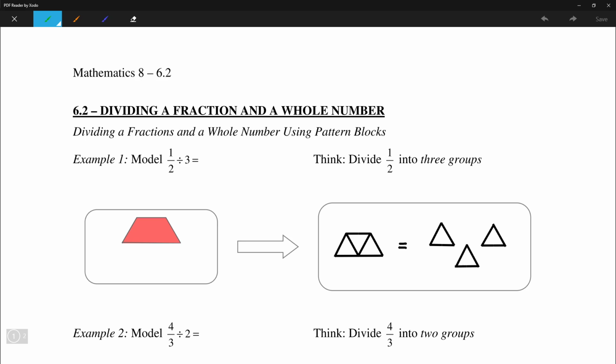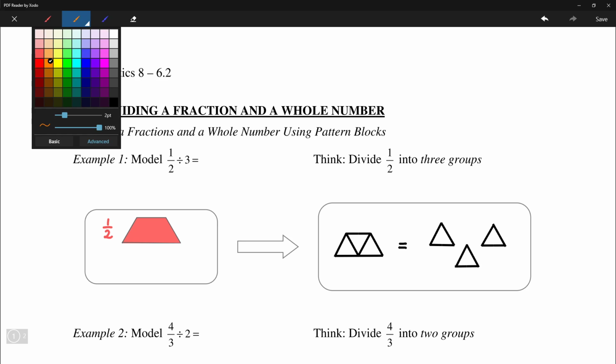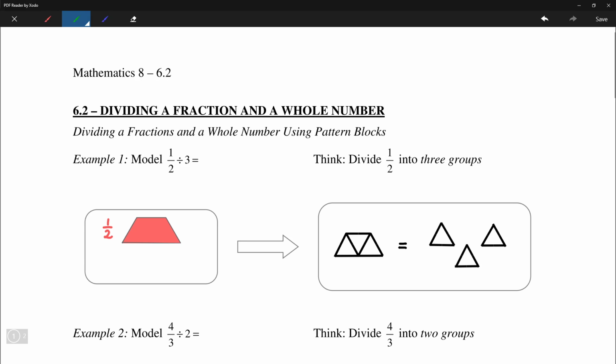So on the left we have 1/2, and the goal is to divide this 1/2 piece into 3 equal parts, which is what we have done on the right hand side here. So there is 1, 2, and 3 pieces of equal size. And notice that they're all triangles, and if we were to use pattern blocks, each one of these would be 1/6.